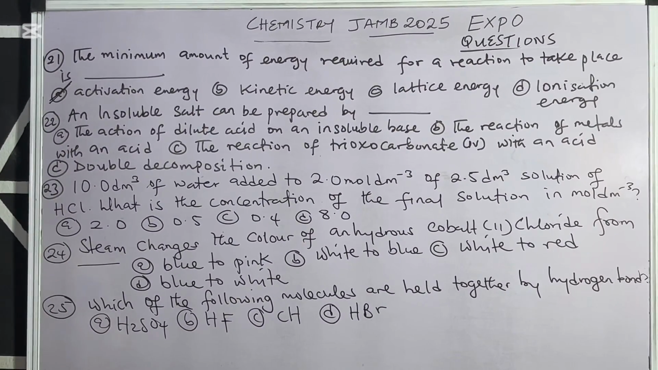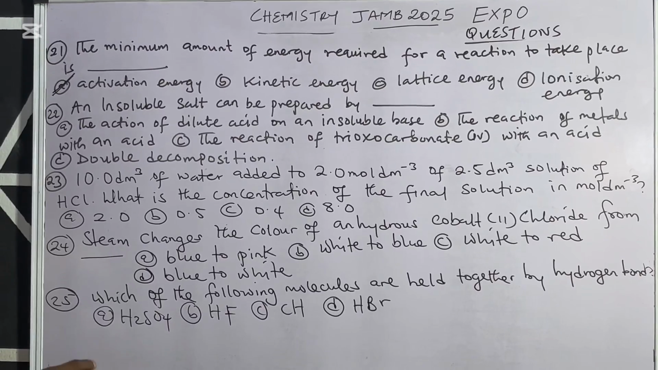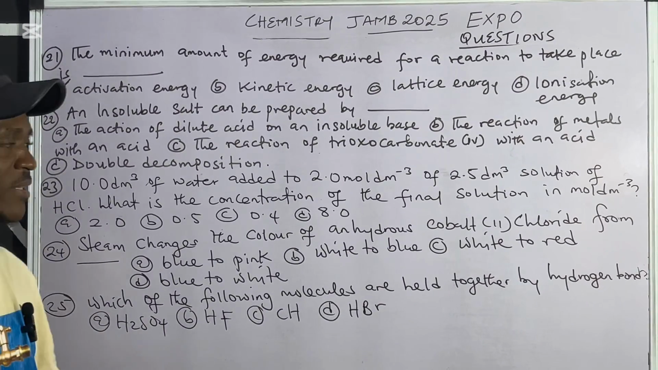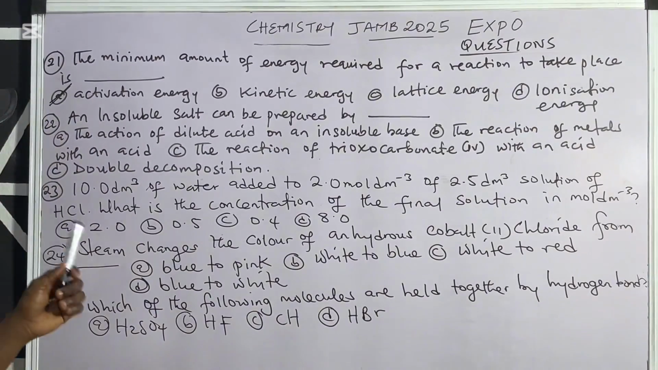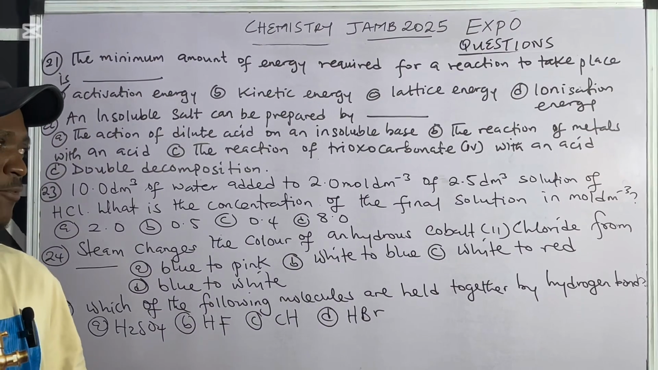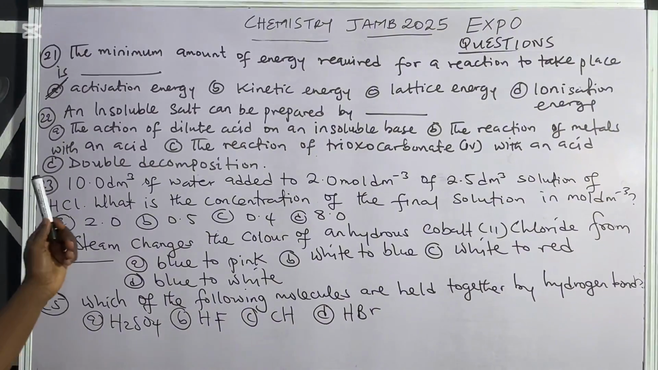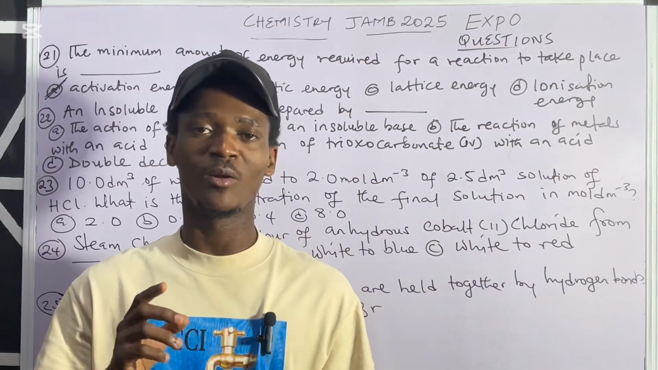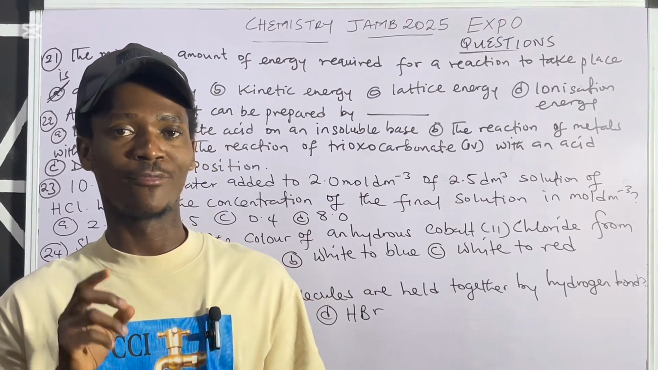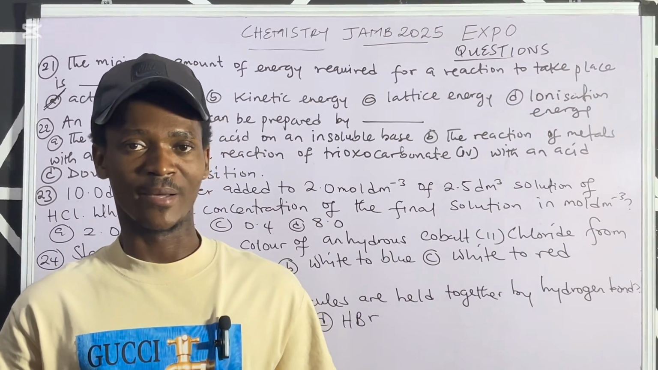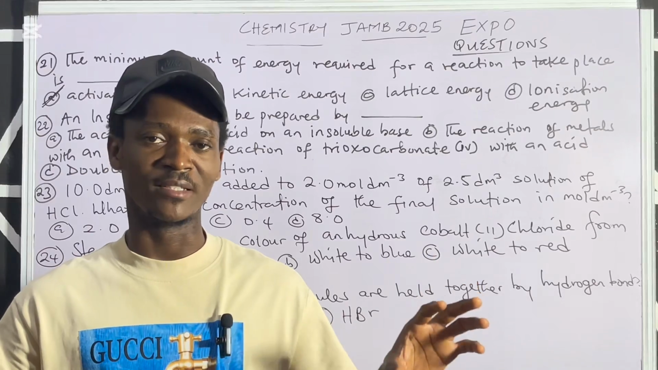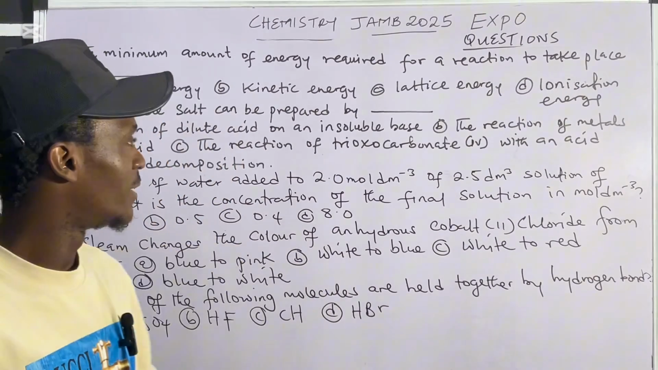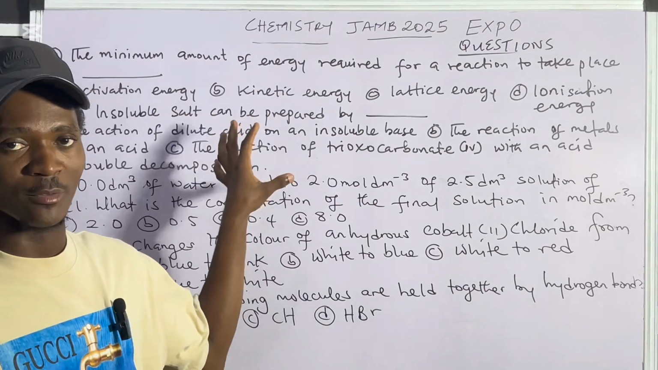Then number 22, an insoluble salt can be prepared by dash. A, the action of dilute acids on insoluble base. B, the reaction of metals with an acid. C, the reaction of carbonates with an acid. And D, double decomposition. Now, this question is particularly for those students that love to guess, and they often select their answer by looking at the option containing the longest number of words. Please, I beg you, this is not so in this kind of question.